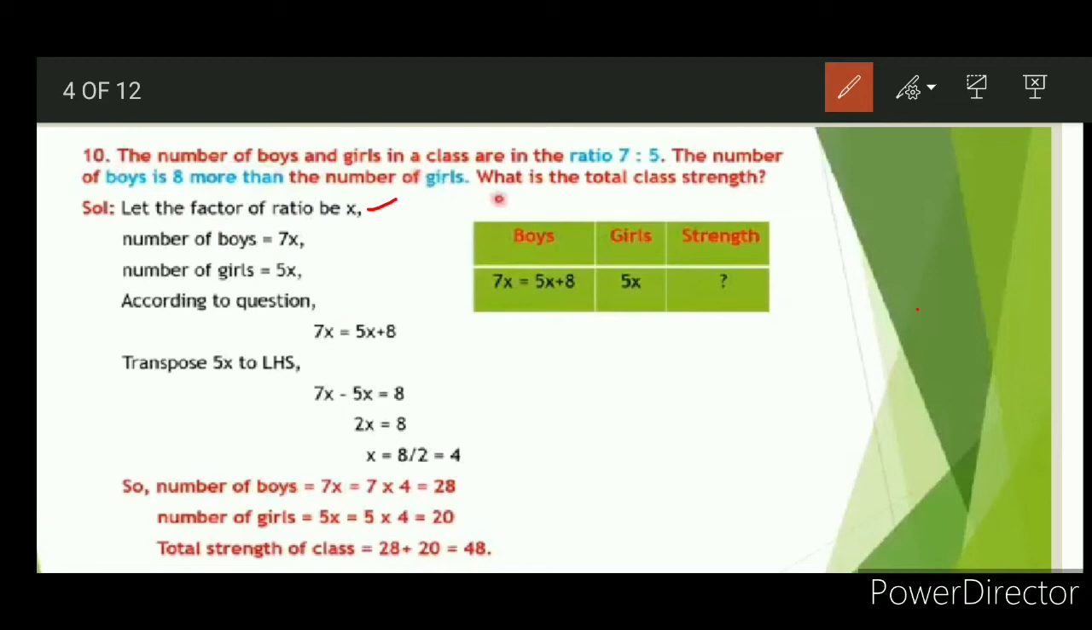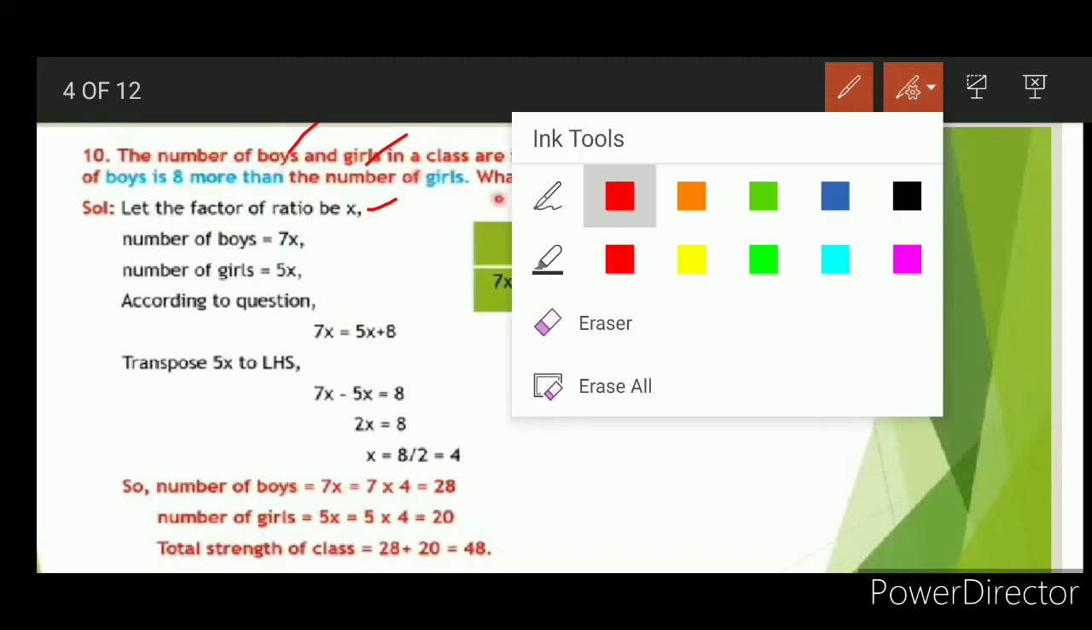First sentence. After that you write: number of boys equal to 7x, number of girls equal to 5x. Here it is given 7:5. 7 is boys, the first one is boys, the second number is girls. Number of girls equal to 5x. According to the question, now come to the second sentence.